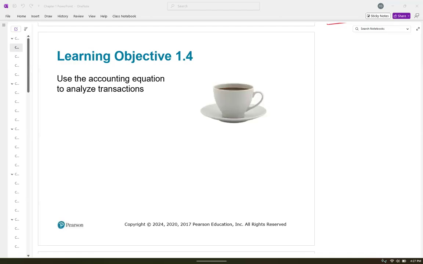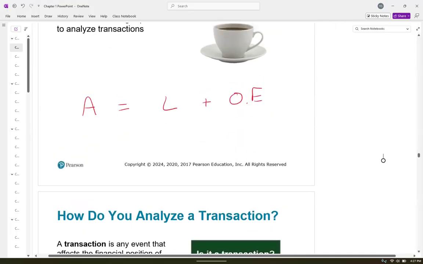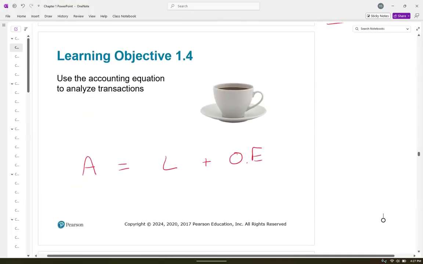All right, we're on learning objective 1.4. We are still looking at the accounting equation. Just as a quick review, assets equal liabilities plus owner's equity. Now, like any equation, it has to balance. How will it stay in balance?